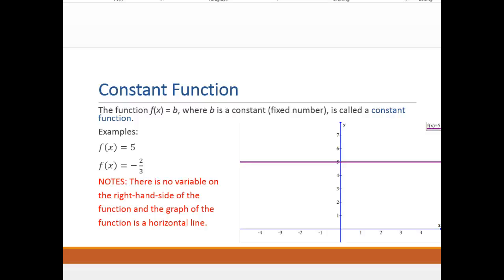The first one we're talking about is what's called a constant function. And a constant function is defined to be f of x is equal to b, where b is some constant or fixed number. Examples of this could be f of x equals 5 or f of x equals negative 2/3.